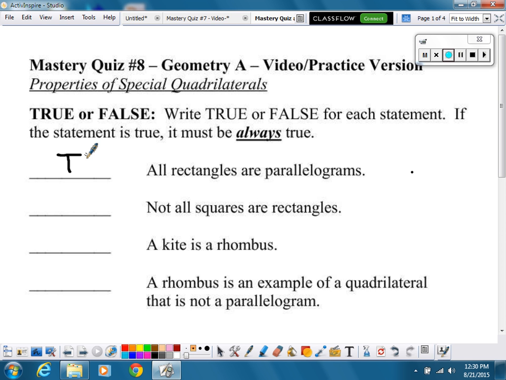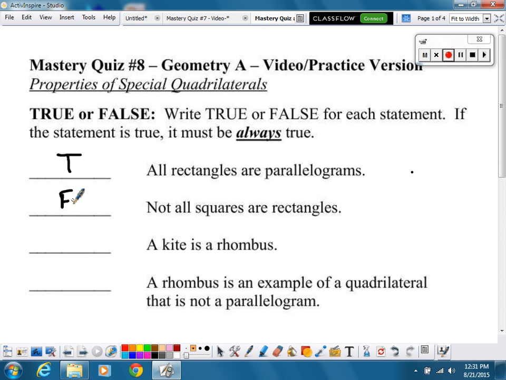Number 2, not all squares are rectangles. Well, that would be false. All squares are rectangles. Technically, a square falls into the category of a rectangle. It's just special because all the sides are congruent. So this would be a false statement.